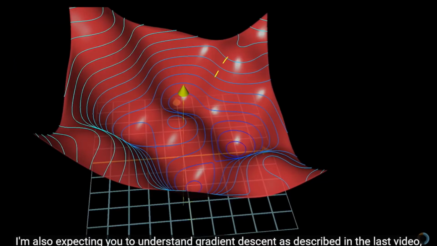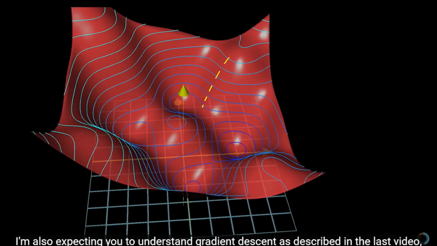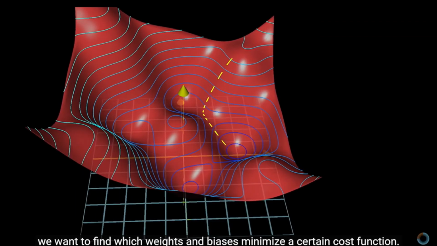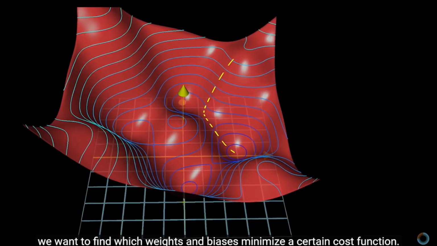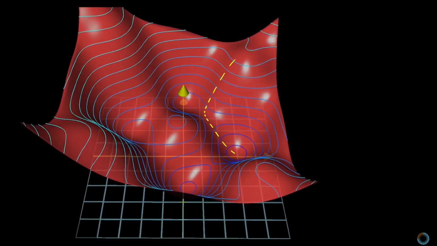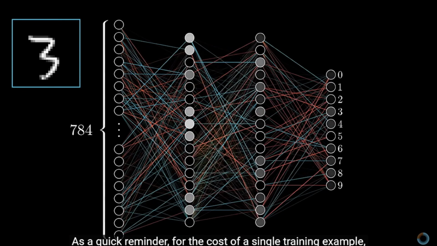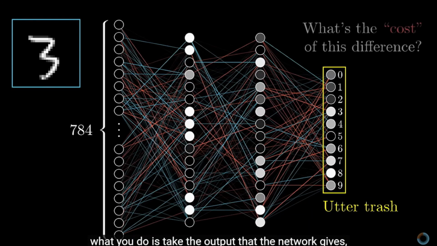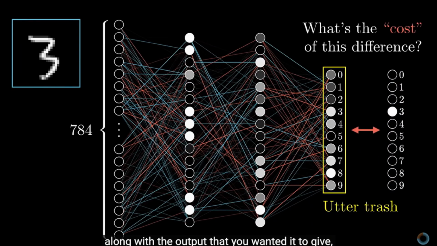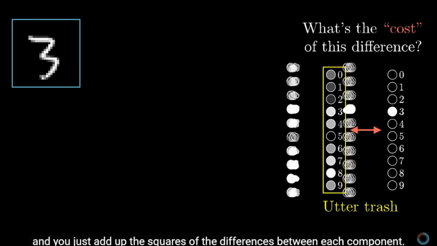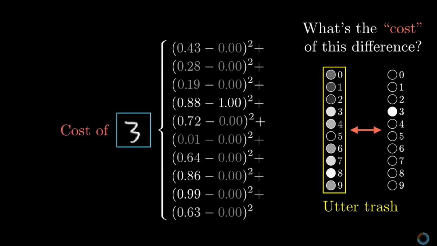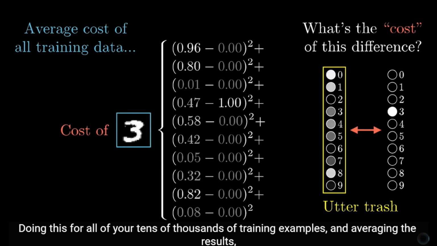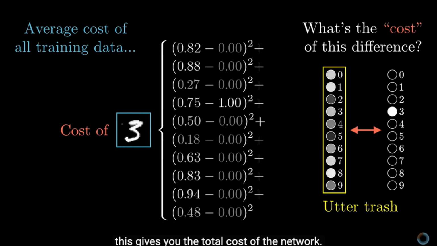I'm also expecting you to understand gradient descent, as described in the last video, and how what we mean by learning is that we want to find which weights and biases minimize a certain cost function. As a quick reminder, for the cost of a single training example, you take the output that the network gives, along with the output that you wanted it to give, and you add up the squares of the differences between each component. Doing this for all of your tens of thousands of training examples and averaging the results gives you the total cost of the network.